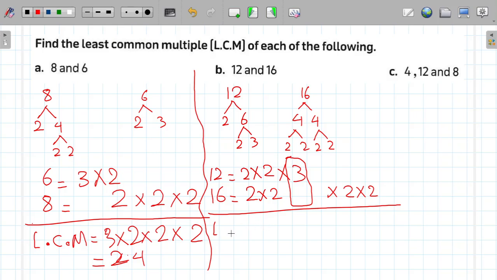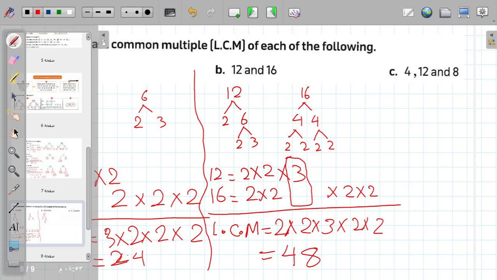So the least common multiple will be 2 by 2 by 3 by 2 by 2. It will be 2 by 2 equals 4. 4 by 3 equals 12. 12 by 2 equals 24. 24 by 2 equals 48. So the least common multiple is 48. Okay.